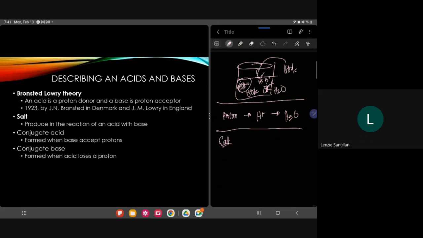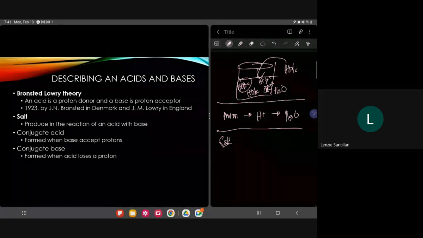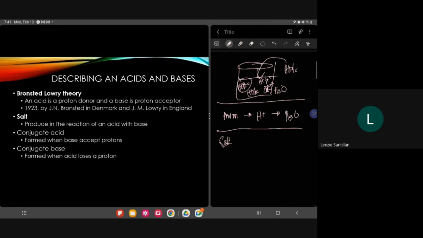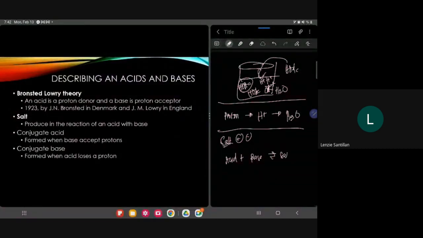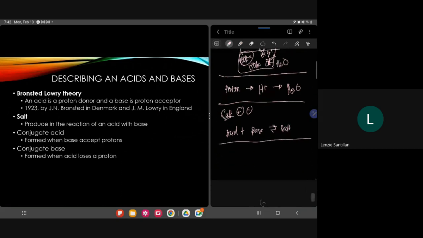This is not the regular salt that we see in our kitchen. Salt is a variety of different types of products of a mixture of acid and base. So it is produced in the reaction of acid and base. And usually, it contains both positive and negative charge as a result of acid and base. Yeah, so that is the formula for your salt.